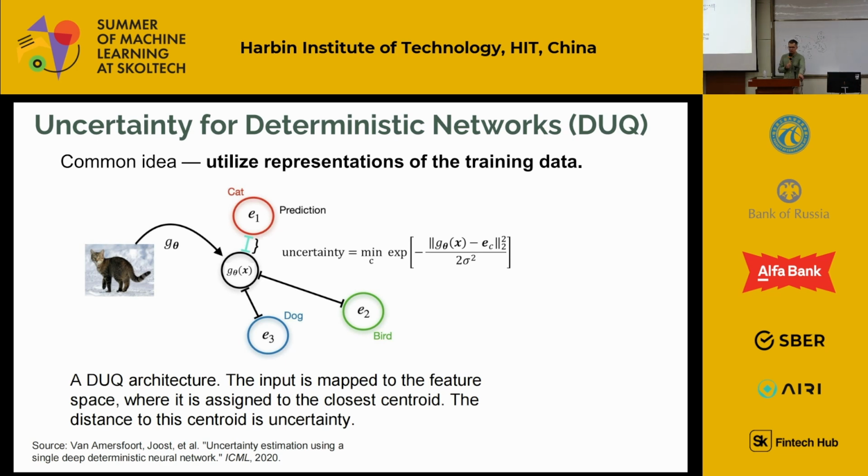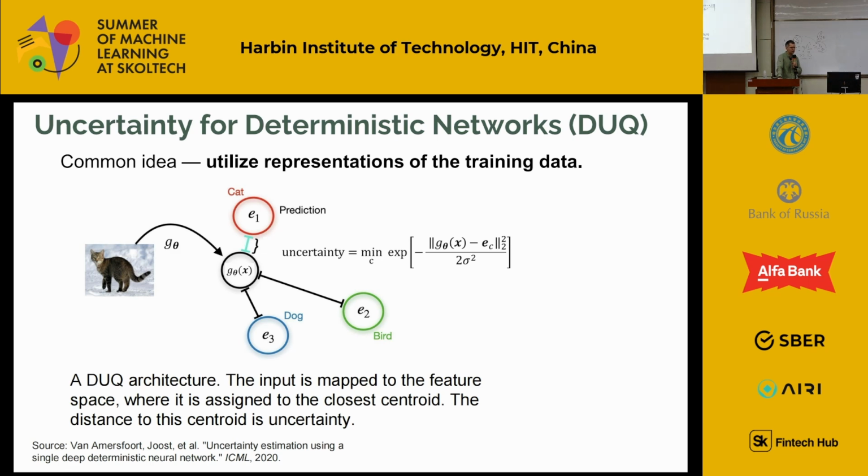And say that our uncertainty is the minimum with respect to all classes of the exponential of minus the distance between the embedding of our new point and the embeddings of the centers of classes. So basically we measure how different the object is from the closest class in our data. And if it is far away, it is not that good.